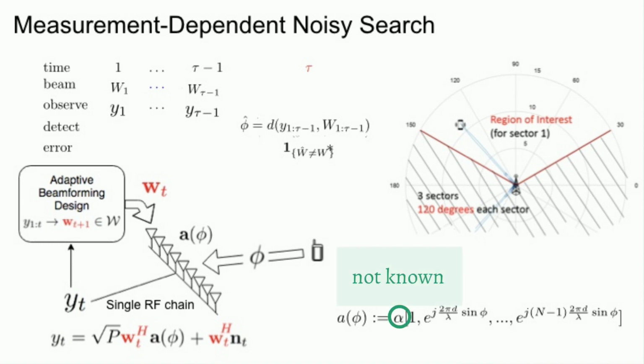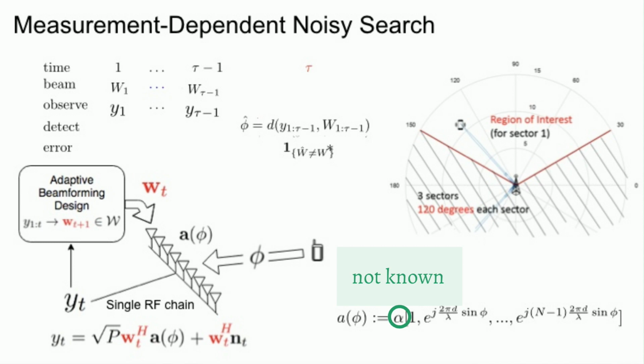In the analog beam pattern, you're not only affected by the angle of arrival, but you're also affected by the fading coefficient of the channel. The channel affects your signal, and this fading coefficient is not known in advance. So when I want to find a transmitter, I don't know the fading coefficient. So this is not known.